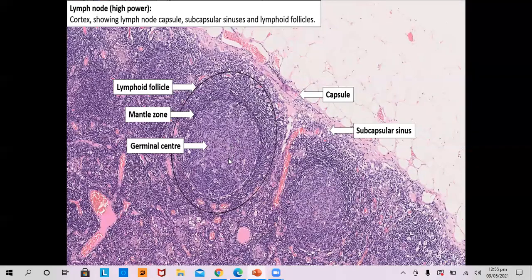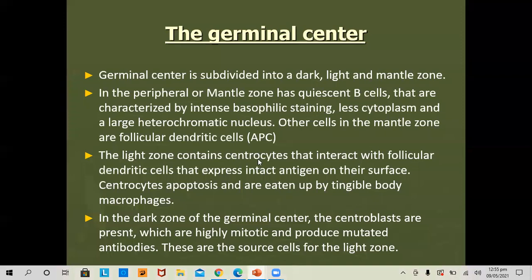The light zone of the germinal center comprises centrocytes that interact with the follicular dendritic cells or the antigen presenting cells, which express antigens on their surface. So those centrocytes that are not involved in the antigen presentation ultimately die, resulting in apoptosis, and these are eaten up by the macrophages present in the light zone. These macrophages that have eaten up the apoptotic lymphocytes are called the tingible body macrophages.